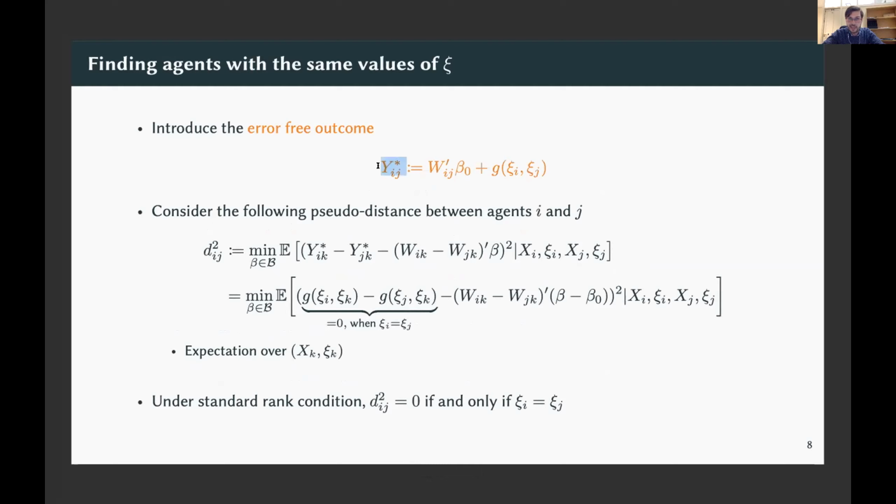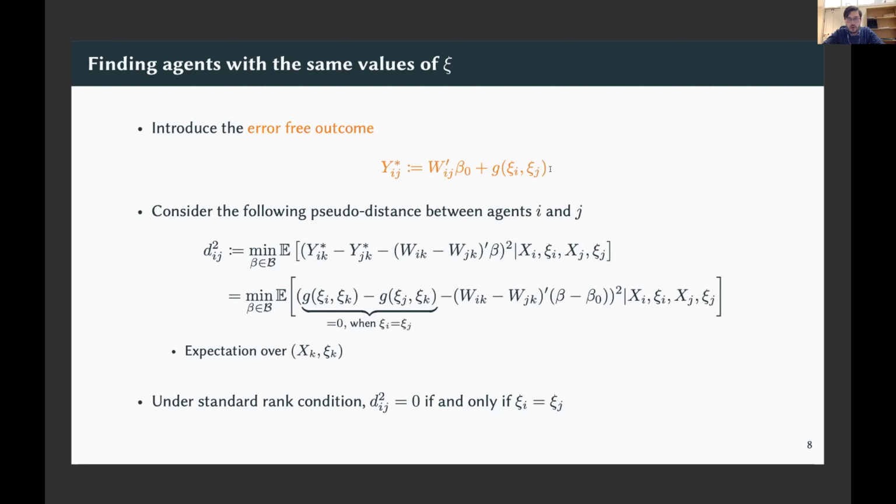Let Y_ij star stand for the error-free outcome of the interaction between two agents, i and j. Essentially this is the same Y, but without error. I just got rid of this epsilon. Or in other words, this is the conditional mean of the interaction between two agents, i and j, given their characteristics. That would be the mean if you observe those agents interacting a zillion times.